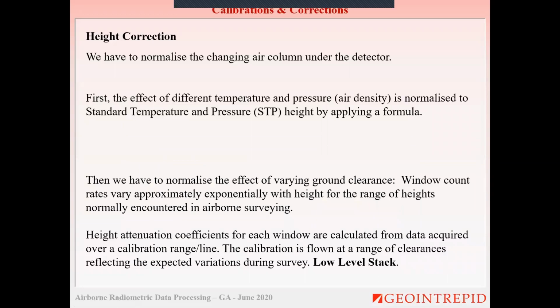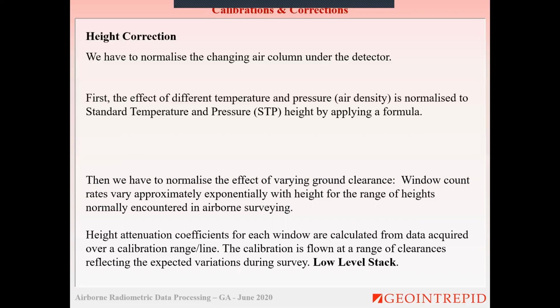Then we have to normalize the effect of the varying ground clearance, because obviously the aircraft can't really drape exactly. So there are ground clearance changes from, let's say, 50 meters to 300 meters. At the usual survey height, window count rates vary approximately exponentially with height.